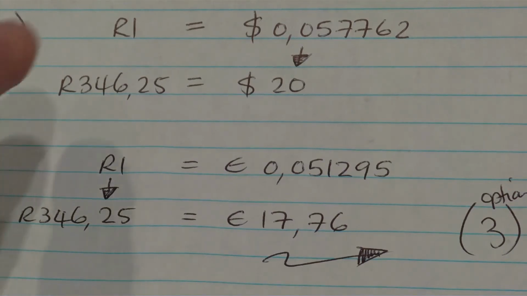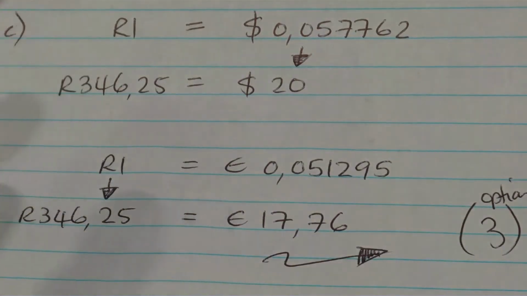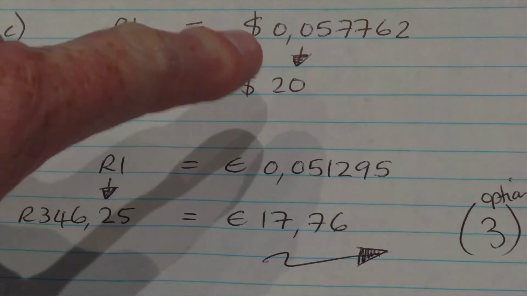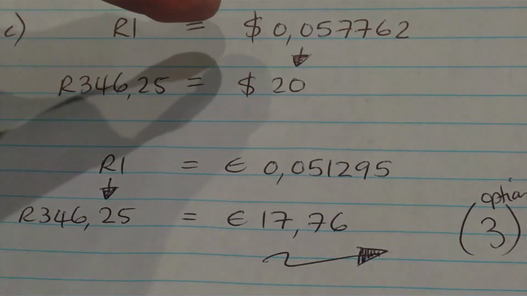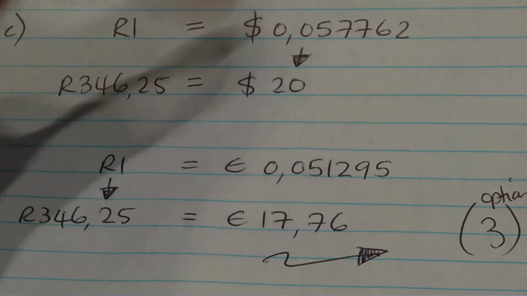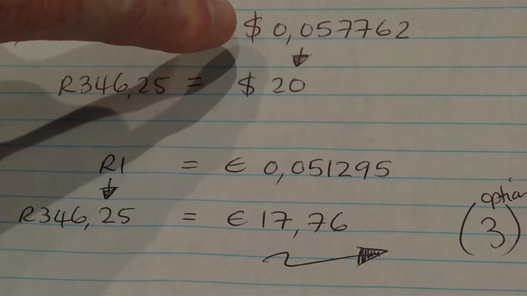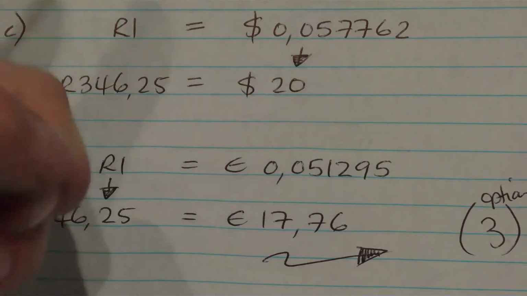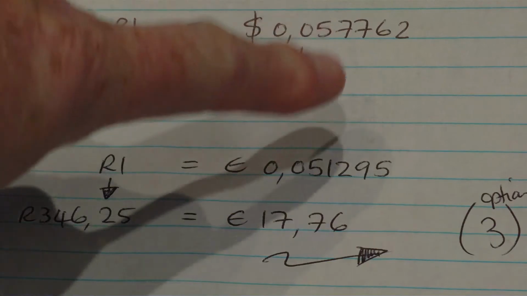Okay, so again, I write the conversion that they gave us, that 1 rand is equal to that many dollars, you see. Then underneath the dollars, I put the 20. Now what did I do to that 0.057762? What did I do to that to turn it into 20? Simple, you just divide it by itself, agreed? So it becomes 1. And then when it's 1, you just times it by 20 and it's become 20.